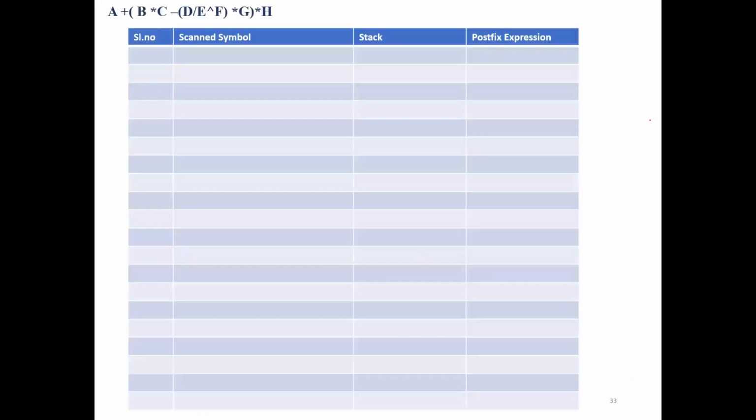Now we are going to do another example. So you should tell me. In this example, write down in your notebook: A plus bracket B star C minus bracket D by E exponential F bracket closed multiplication G bracket closed multiplication H. Are you all ready? You have to draw a table in your notebook and do this conversion of infix to the postfix expression. Got it?